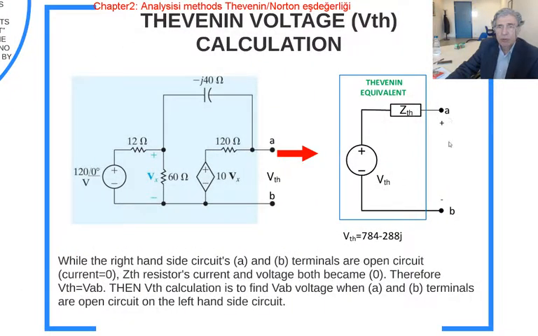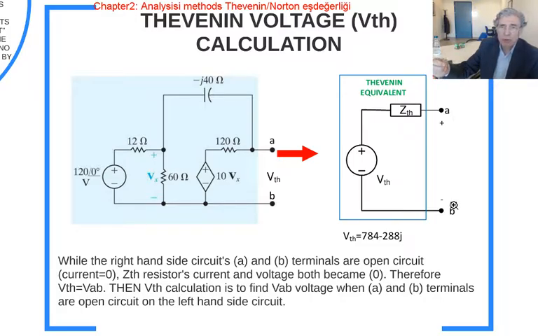What is this Thevenin voltage? Assume that this load is connected to the terminals A and B. If it is open circuit, that means no current passes through the load. Then the current is zero, that means the current of the ZTH impedance is zero. How do we say so? If you write the Kirchhoff current law equation for node A, you can see that this current should be equal to this one since they are in series. So this current is zero. If this current is zero, multiplied with the impedance it gives zero voltage. So that means this impedance voltage is zero. If it is zero, then VTH is equal to VAB.